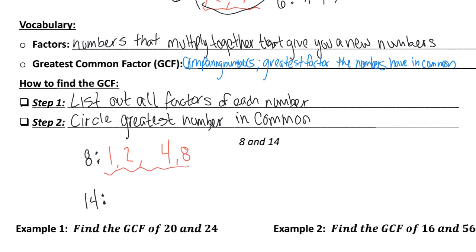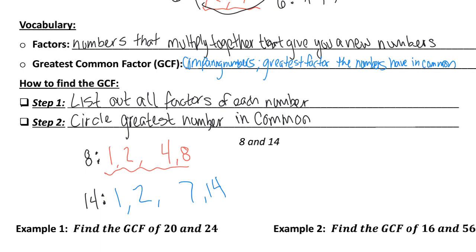Okay. So now we have the list of factors of 14. I know there's 1 and 14. And I know there's 2 and 7. I'm trying to think of anything else. I know 3 doesn't go into it, 4 doesn't go into it, 5 doesn't, 6 doesn't, and now we're back at 7. So these are my factors.